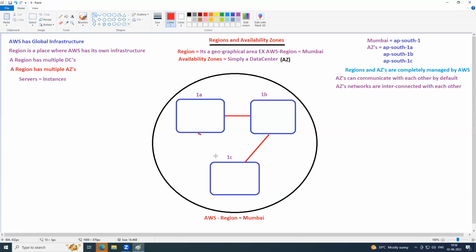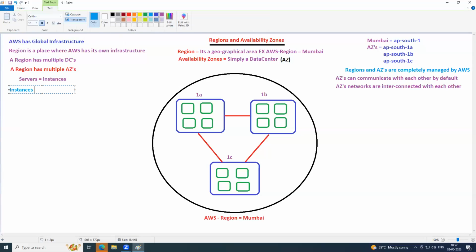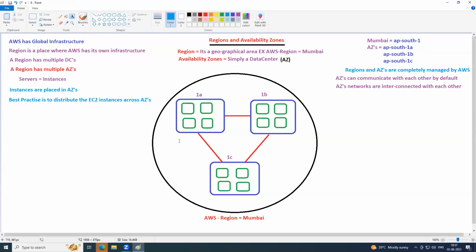Do you recommend launching all EC2 instances in one availability zone? No. So what do you do? You distribute the EC2 instances across availability zones. Nice. So best practice is what? Instances are placed in availability zones, we know that. And the best practice is to distribute the EC2 instances across availability zones. This is what we have discussed, correct?